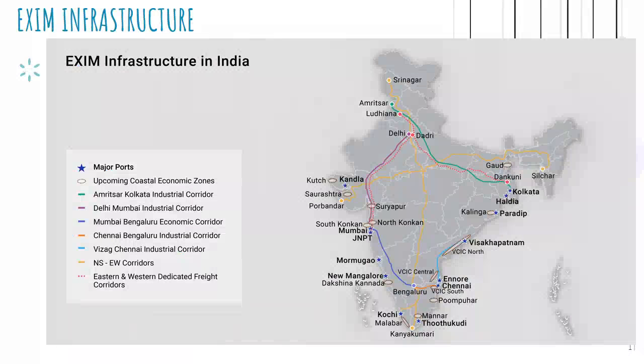The image shows EXIM infrastructure in India. Here come the coastal economic zones, the industrial corridors, and economic corridors that have been depicted, and the dedicated freight corridors have also been depicted in this picture.